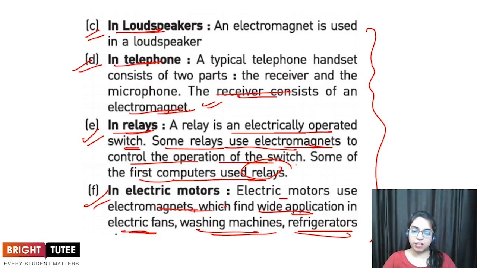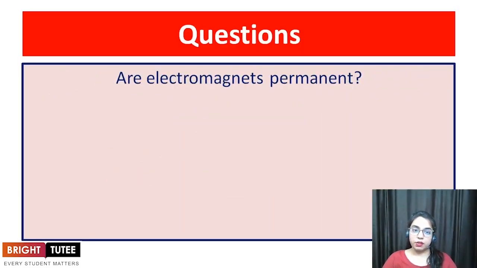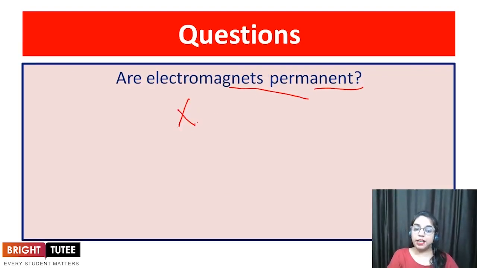Okay children, so let's move to the next question. The next question is, are electromagnets permanent? No children, electromagnets are not permanent. They are temporary magnets. They behave like a magnet only till the time the current is flowing through the coil. Okay, and once you switch off the circuit, switch off the key, the current will not flow through the coil and it will not behave like a magnet.